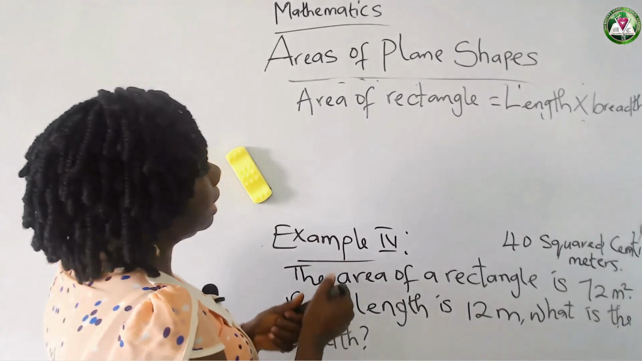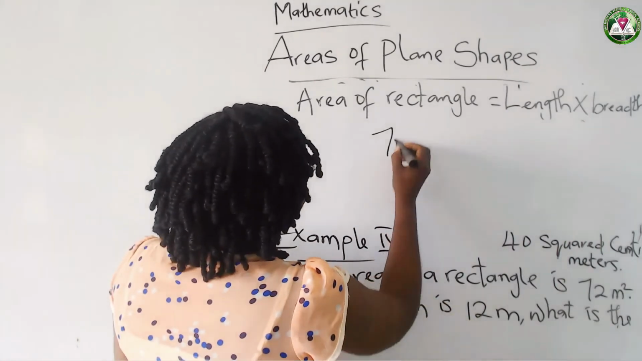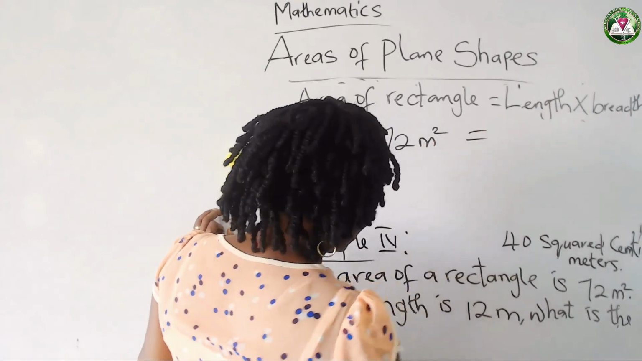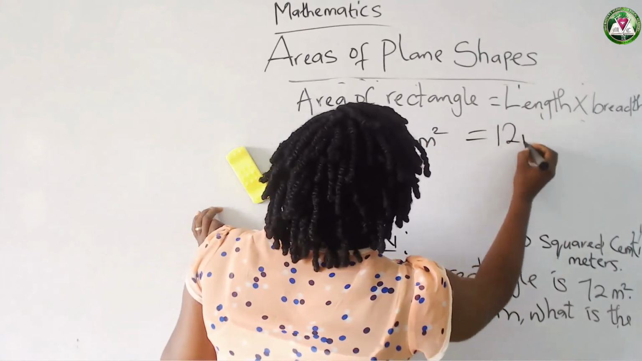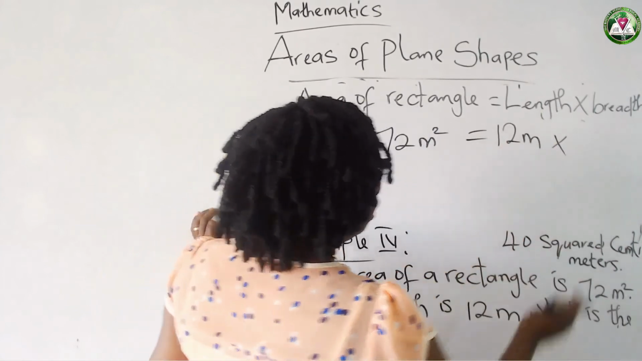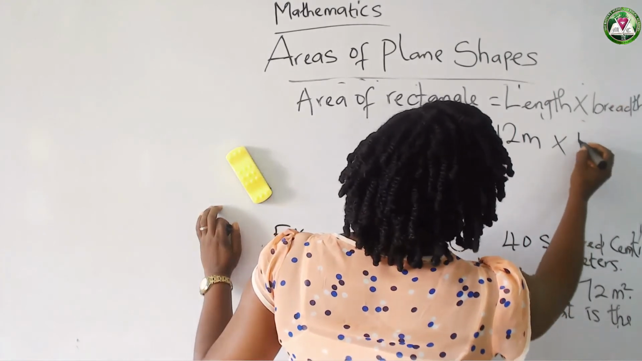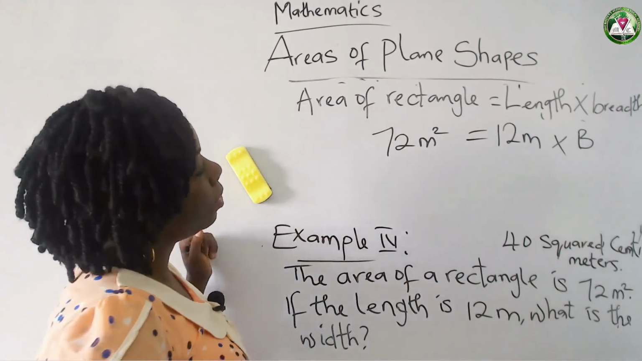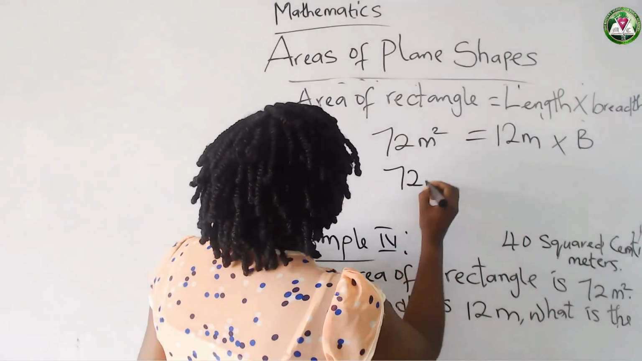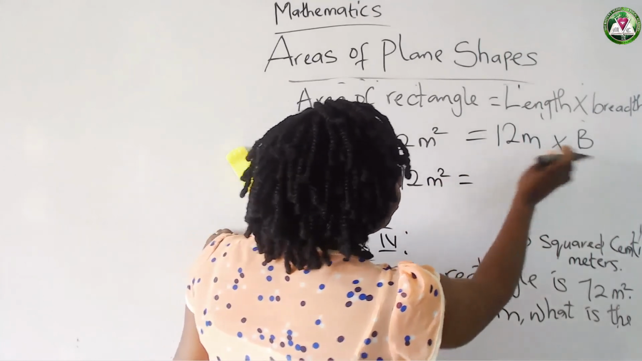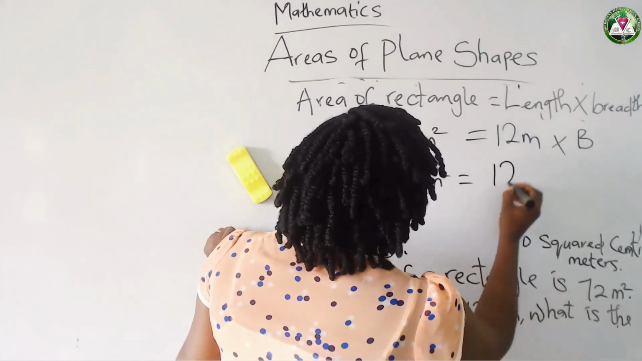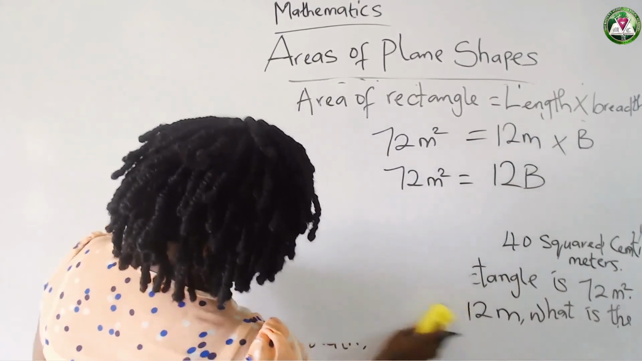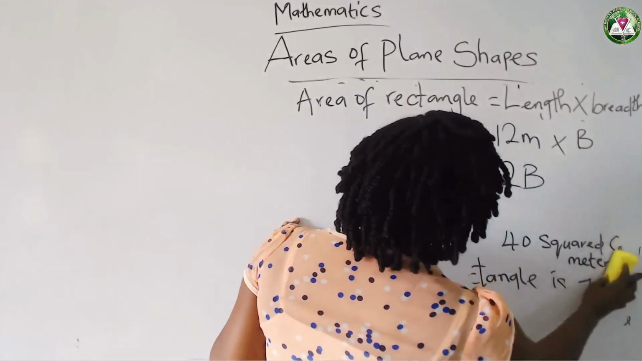Is that clear? This means we have 72 meters squared, and the length is given to be 12 meters, times the width, which is the same thing as breadth. We don't have the breadth. That is what we are looking for. Now we have 72 meters squared is equal to 12 times B, which gives us 12B. B there is representing the width that we are looking for.